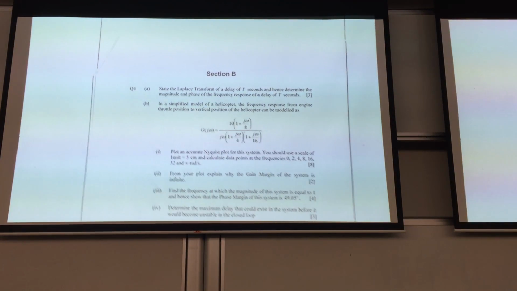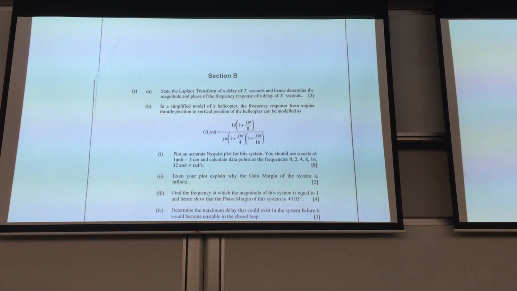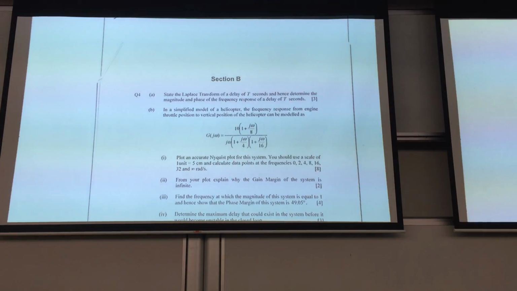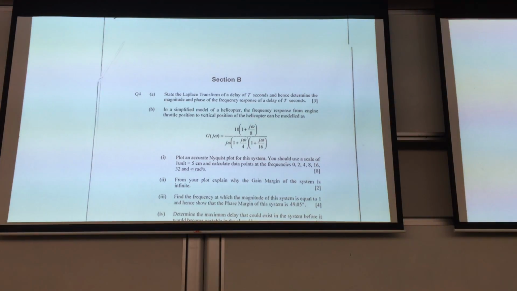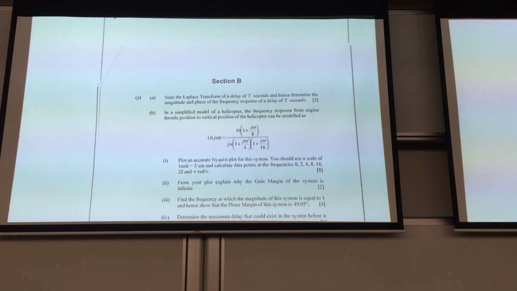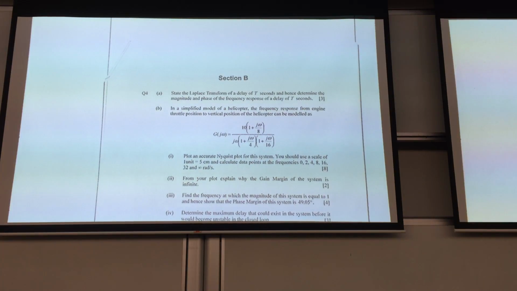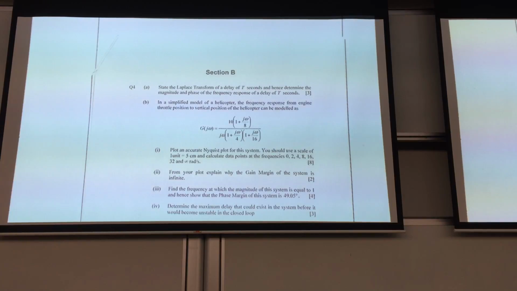So in this problem again, I guess the first part I'll leave it to you all. It's straightforward. You can extract it from your notes. For part B, you have a simplified model of a helicopter. So this is basically a lower order approximation of the helicopter frequency response from engine throttle position to vertical position.